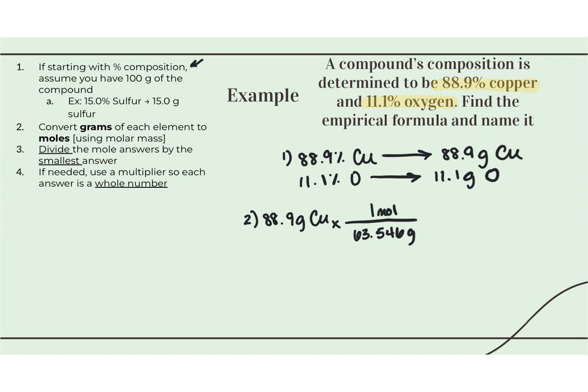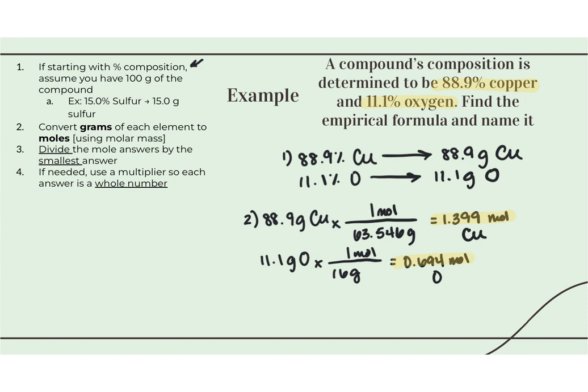So I'm just using the atomic mass that's listed. That then is equal to 1.399 moles of copper. I'm going to do the same thing with the oxygen, 11.1 grams of oxygen. That molar mass is 16 grams in 1 mole. So I find that I have 0.694 moles of oxygen.